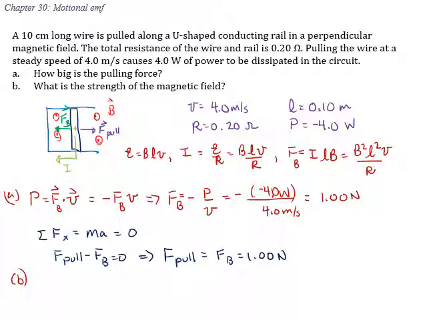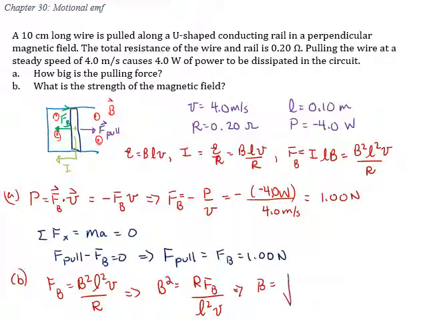We know the force, so we can use our force equation now to solve for B. So FB equals B squared L squared V over R. So B squared is equal to R times FB over L squared V. Take the square root to get our B. B is the square root of R FB over L squared V.